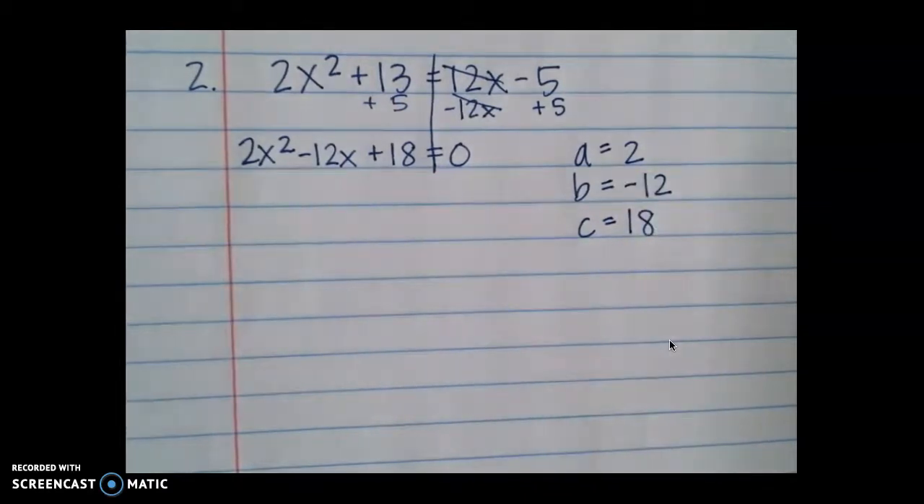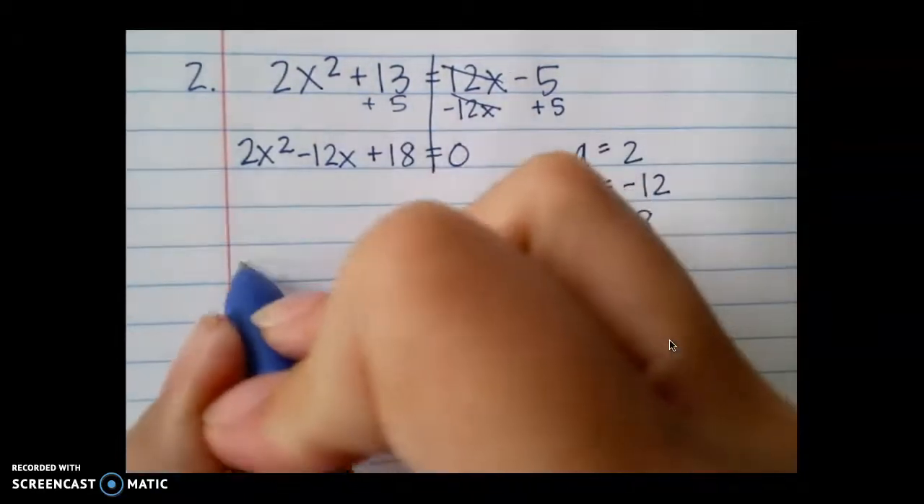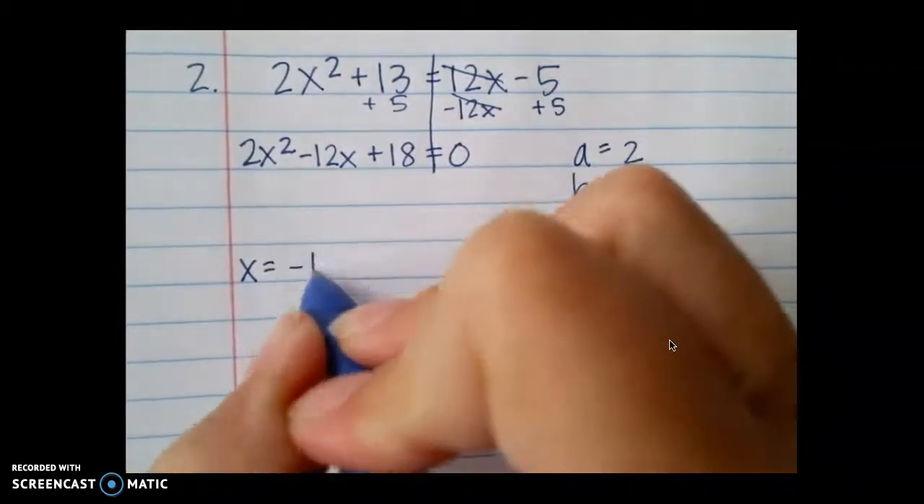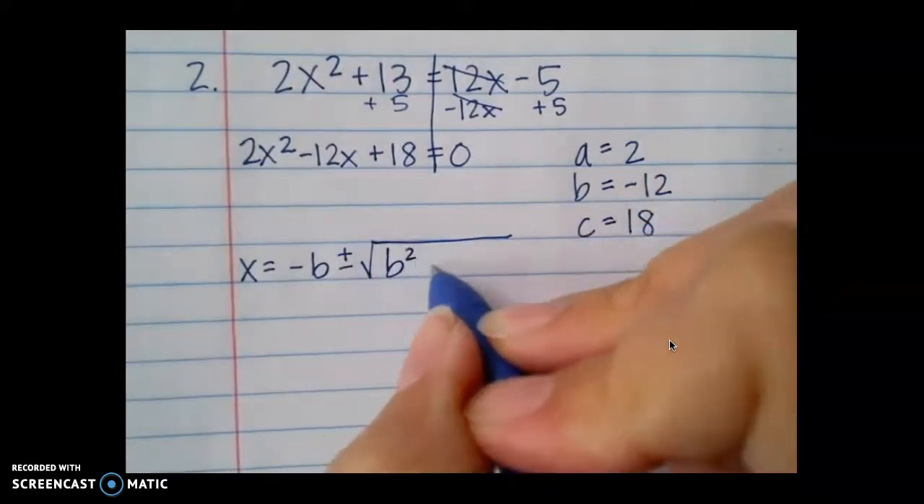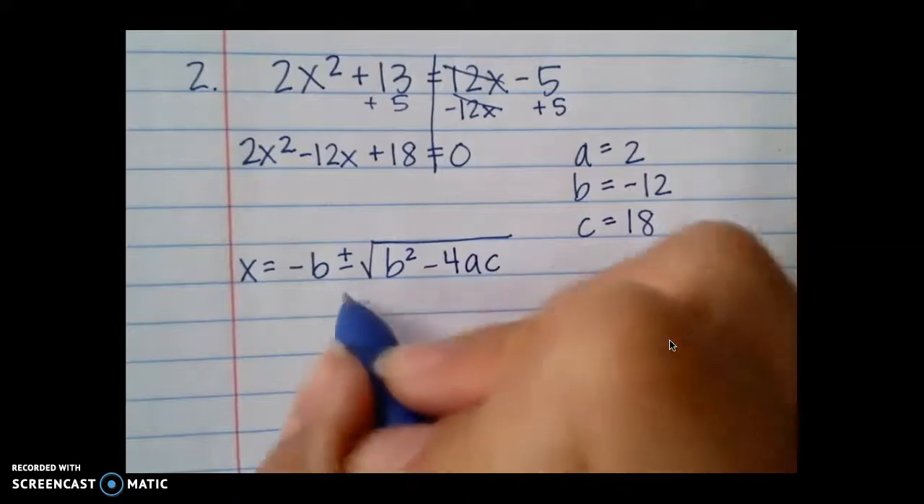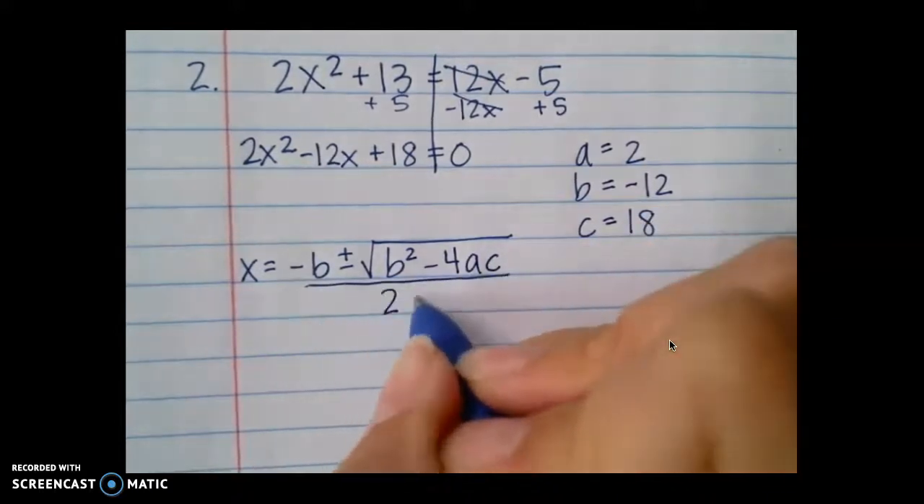Okay, here's our song. Ready? You guys need to practice. I know you just want to hear me sing again. X equals opposite B plus or minus the square root of B squared minus 4AC all over 2A.